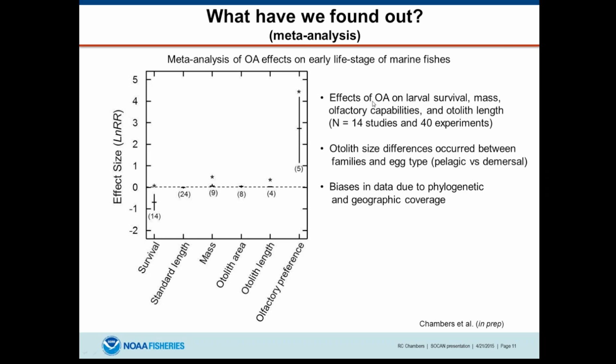And as I mentioned in the pie diagrams, there are biases in these data with respect to the phylogeny and also the geographic coverage. So our sample size now is up to over 100 studies, and these patterns remain consistent in terms of the ones you see here, and we'll elaborate on that in our publication on this topic.